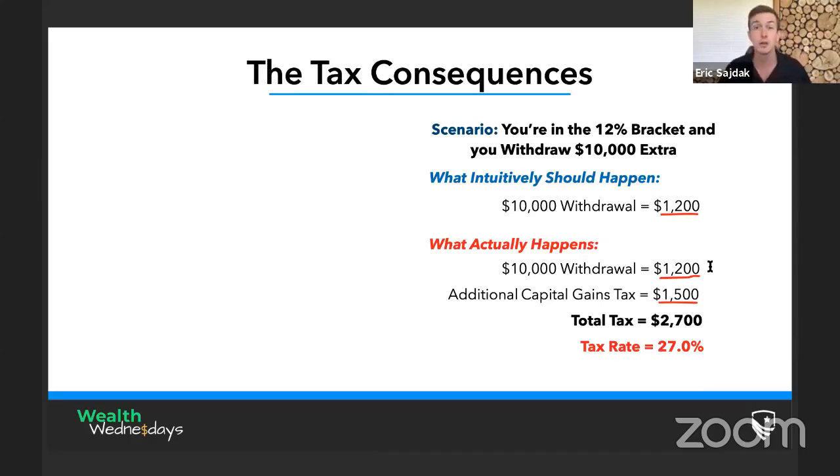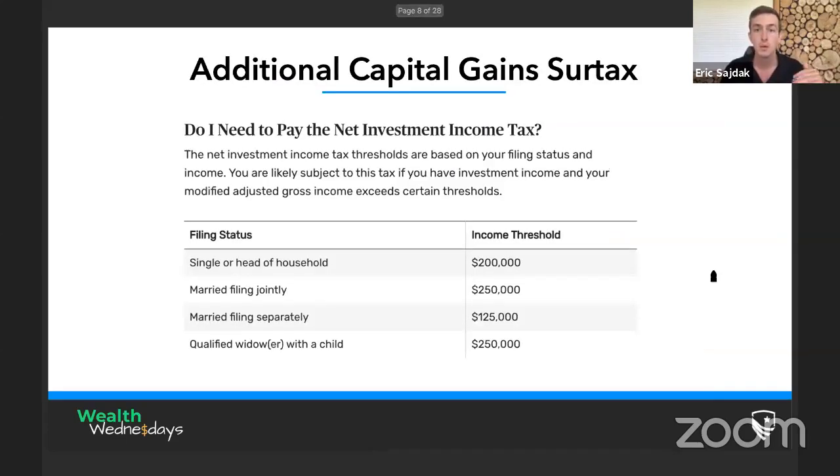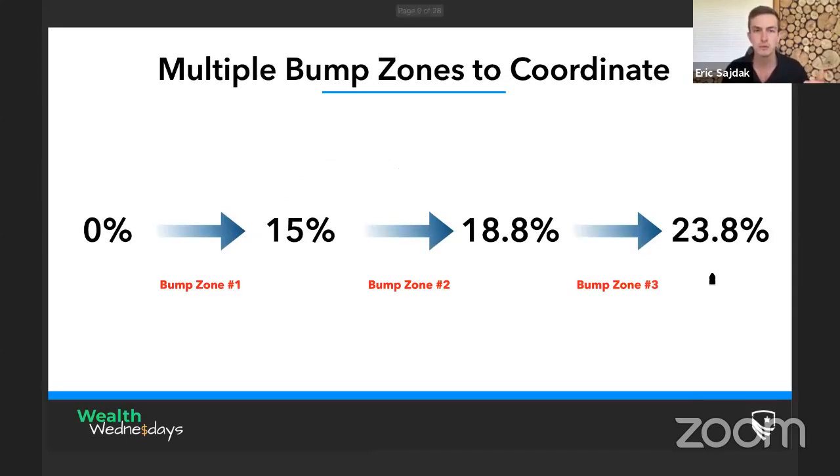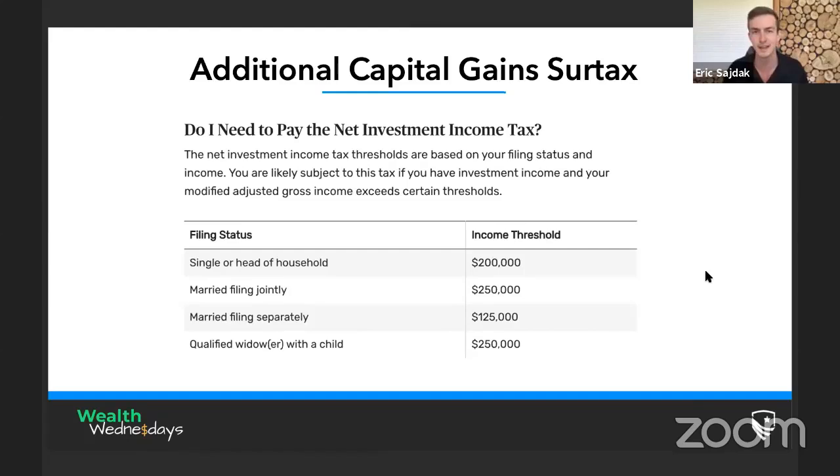So this is what we call the capital gains bump zone. Taking money from another account bumps their long-term capital gains up into being taxed as well and raises their marginal rate. We'll show how there are three different bump zones, but before that I need to set up an additional bump zone that's created.